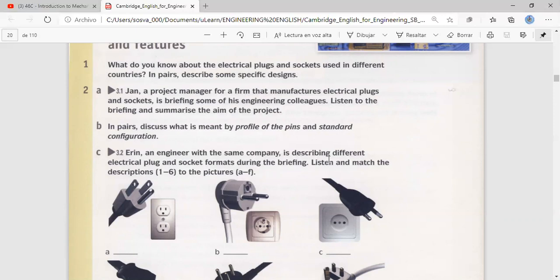You're going to listen to the briefing and summarize the aim of the project. What's the aim of the project? It's the objective, okay? The mission, the vision of the project, what they want to get out of the project. So listen to it. It is like an assessment of the project, or we could say the aim. Yes, it's the aim of that. Okay, so let's listen to Jan's brief and summarize the conversation. I'll play it for you to listen.